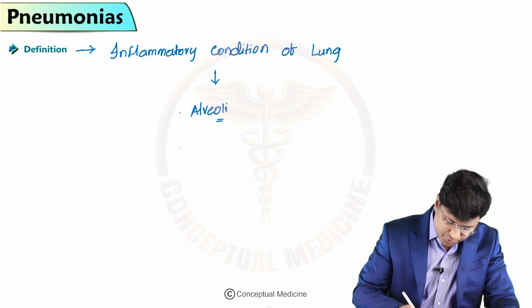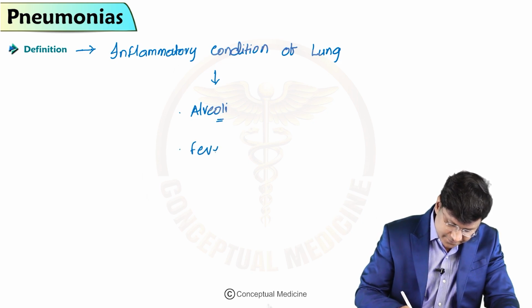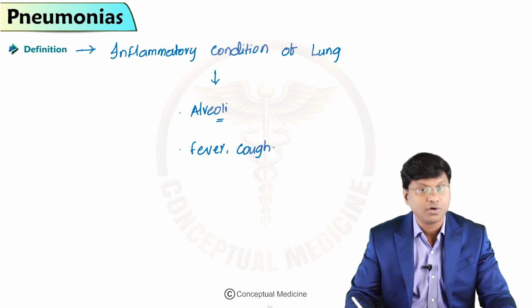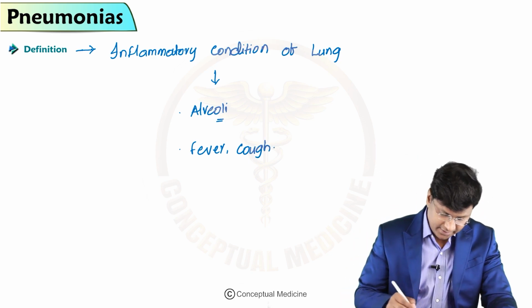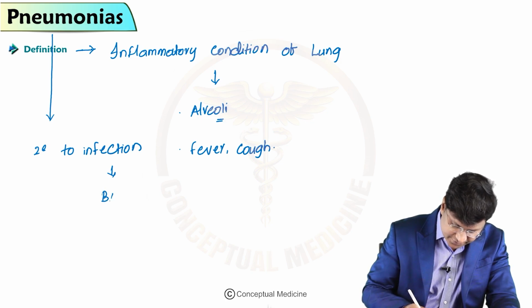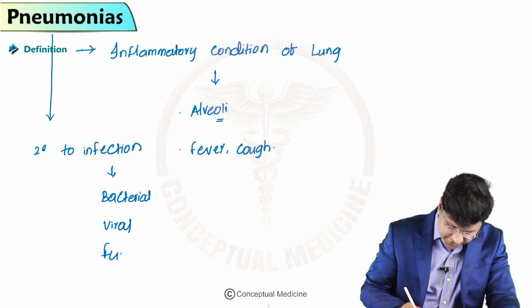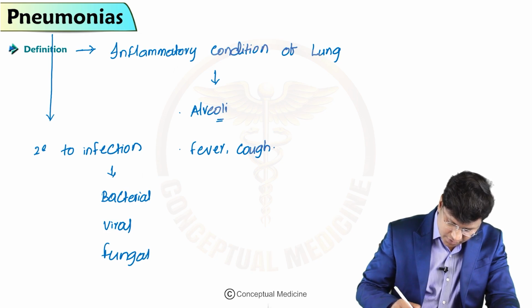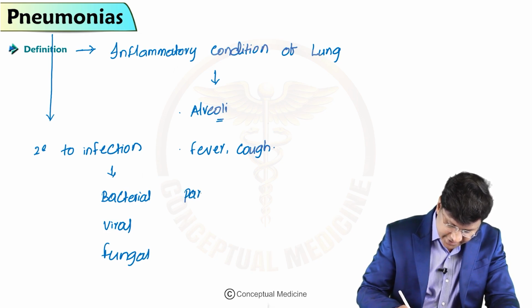And how do these pneumonias present? They present with fever as well as cough. These are the very important symptoms of pneumonias. And this pneumonia is mainly secondary to infection, and this infection could be either a bacterial infection, viral infection, or a fungal infection, or it could be a parasitic infection.